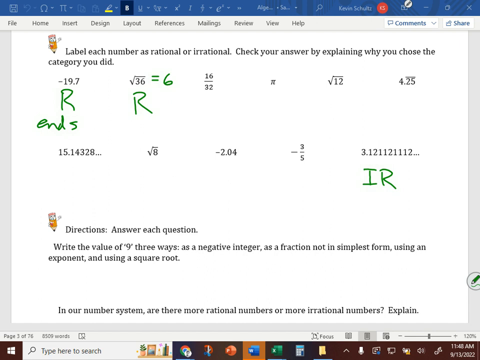16:30 seconds. What do you think? Why? Because it's a fraction. Okay? Rational because it is a fraction.